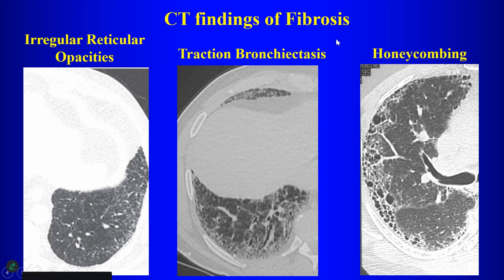as opposed to findings of fibrosis. What are findings of fibrosis on CT? Irregular reticular opacities, especially in the periphery, traction bronchiectasis, honeycombing, right? These are all findings of fibrosis. If this is getting worse on serial CT scans, those are patients, regardless of what their underlying disease is, those patients are candidates for being treated with antifibrotic therapies.